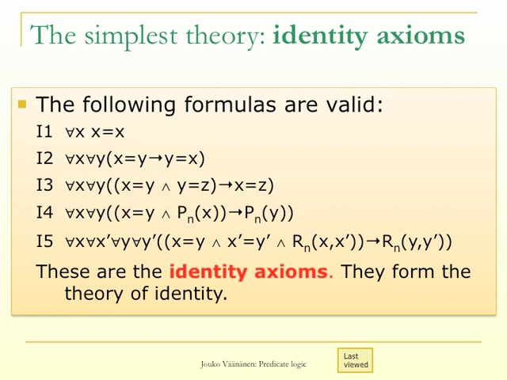So these are the identity axioms. Whenever we are making deductions about formulas which include identity as a symbol, we can use these. Otherwise we don't get anywhere. They form the theory of identity, in a sense the most general theory that one can really think of.